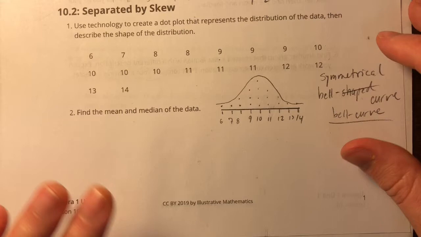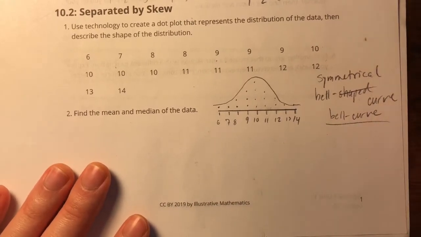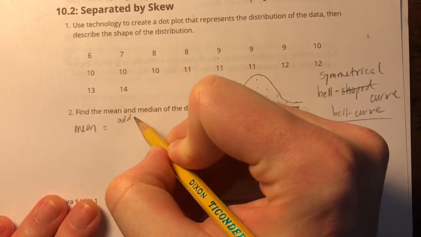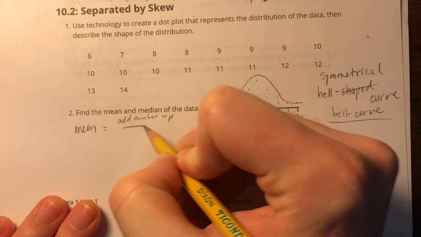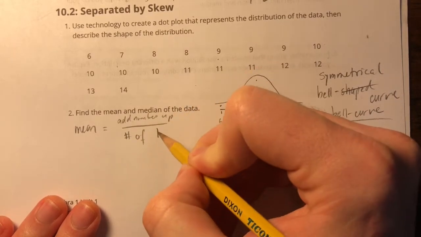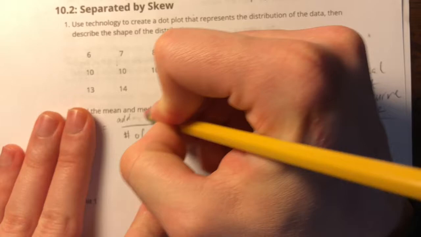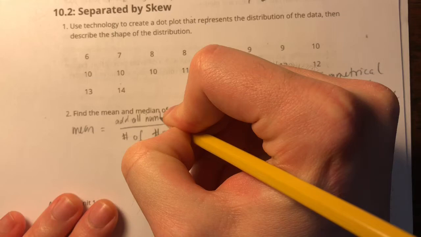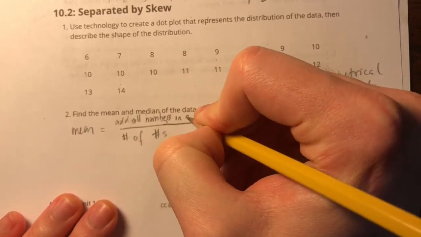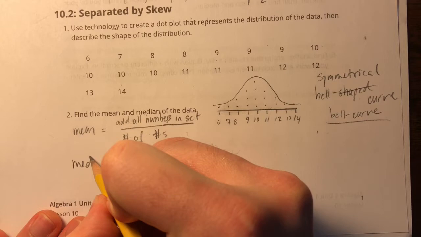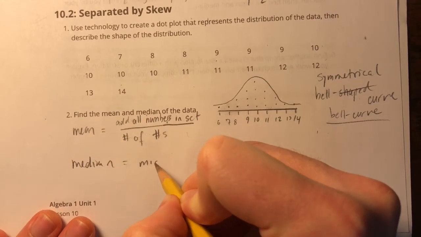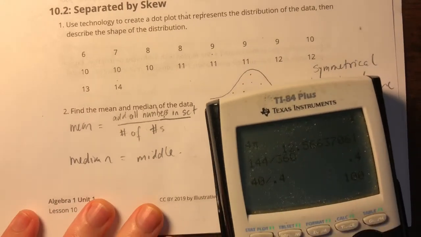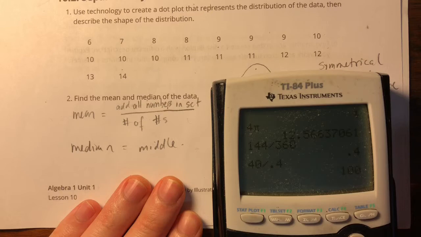All right, so find the mean and median of the data. So, one way we find the mean: add numbers up, and then we divide by the number of numbers. Let me write that clearly. I don't think you can read that. Add all numbers in the set, and then the median just equals the middle. But we are above that now. We have technology that can do all the work for us.